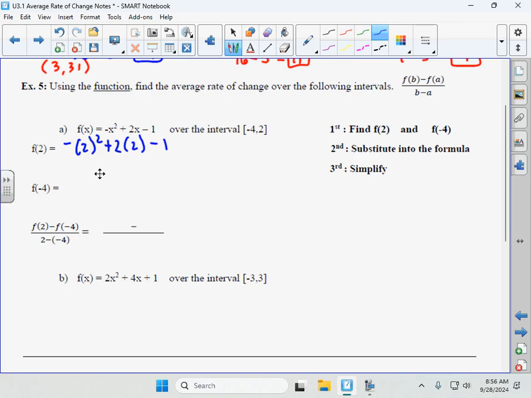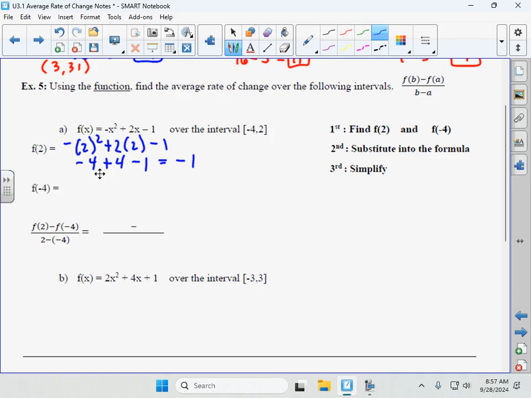All right, so that's 2 squared is 4. 4 times -1 is -4. 2 times 2 is +4 minus 1. All right, -4 plus 4 is 0. 0 minus 1 is -1. All right, so f of 2 is -1.